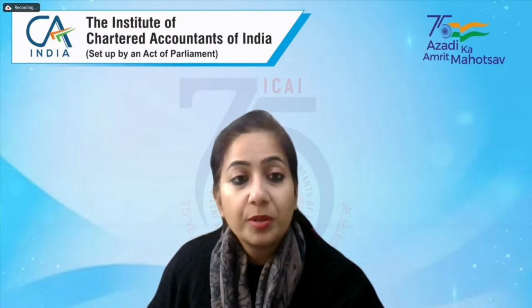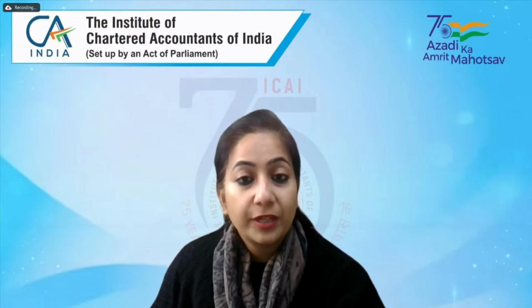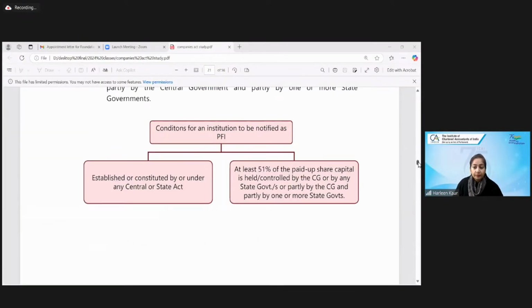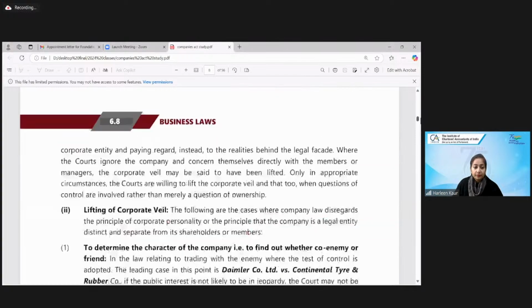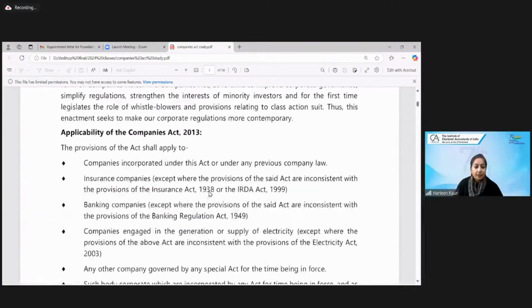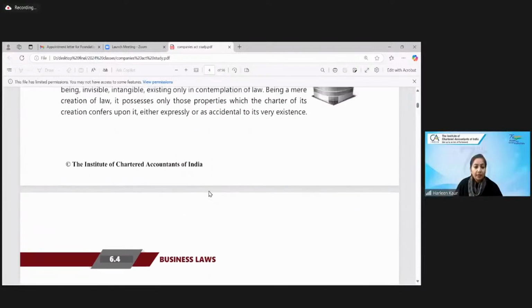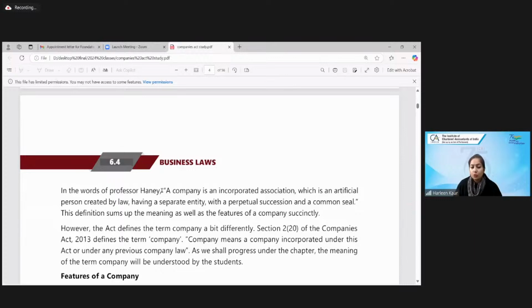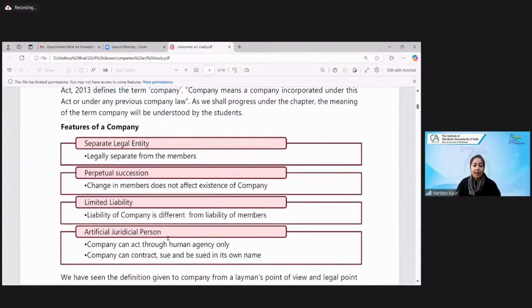Let me make you understand this case law from your study material also. So we'll just open the study material and see where this case law is written, Macaura versus Northern Assurance Company Limited. So these are the points that we are doing. Applicability we have done. Justice Marshall's definition also you can learn, but Professor Haney's definition is simpler because it includes all the features of the companies. So we should learn that only.